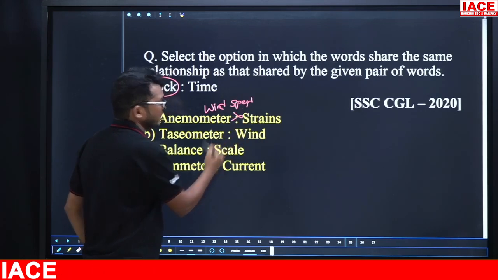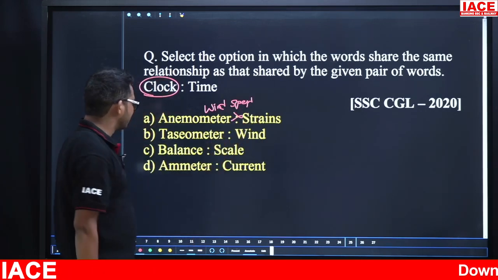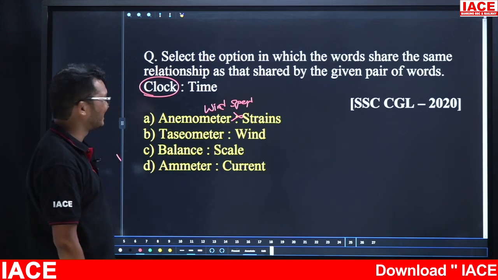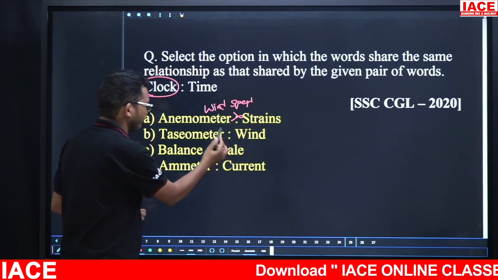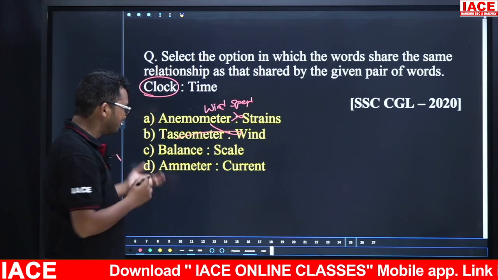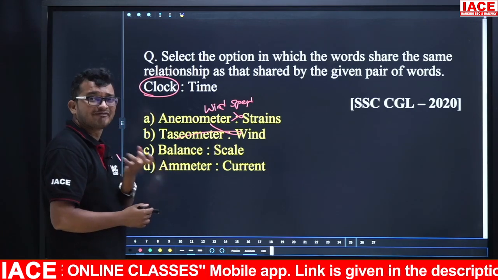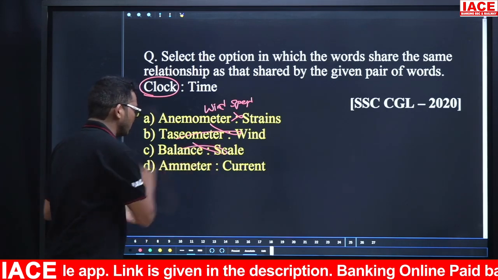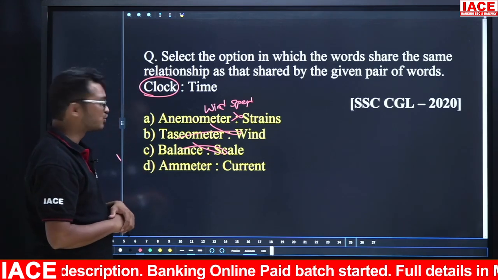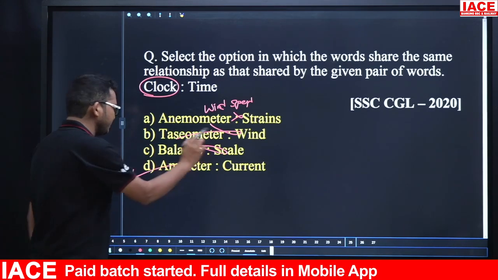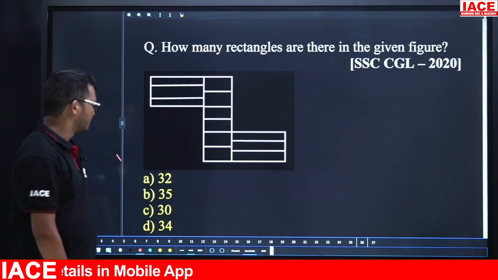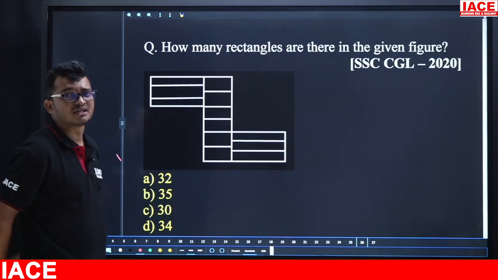So the first one is a wrong combination. Second one, next tensiometer. This one is used to measure the strains, but here they gave wind. This one also no chance. Balance is used to measure the weight, but here they gave scale, no chance. Next ammeter. Ammeter is used to measure the current. So option D is the answer. And next, take the next question. Your time starts now.